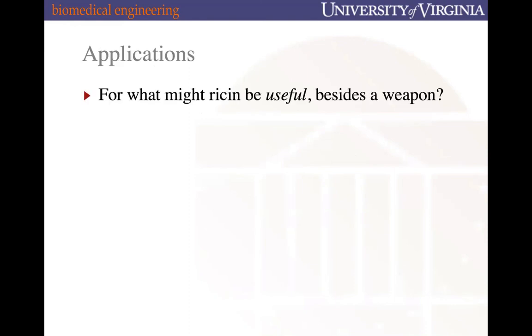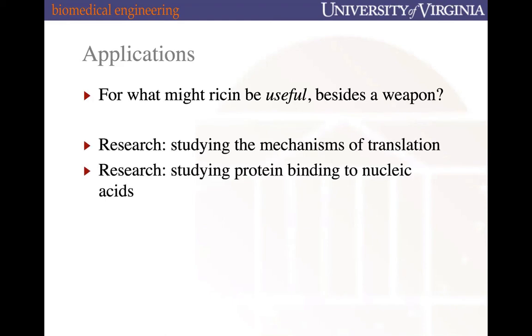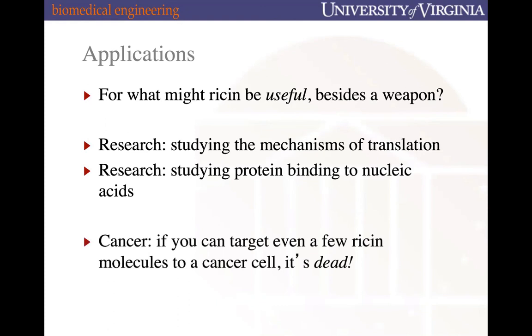Applications. So besides being a weapon, what are some ways in which it can be useful? Ricin in a research context has helped us to understand some of the mechanisms of translation. It's also helped us understand how proteins can bind to some nucleic acids, like elongation factor binding to ribosomal RNA. In cancer, if you're able to be specific in a targeted way, you can actually use small ricin molecules that can be conjugated to an antibody to have a targeted therapeutic effect to kill cancer cells.